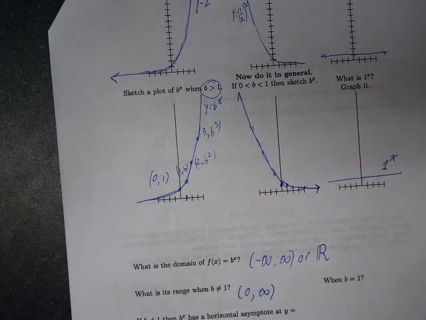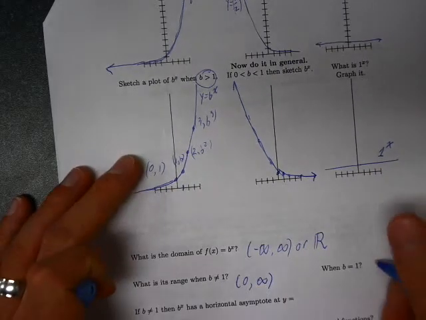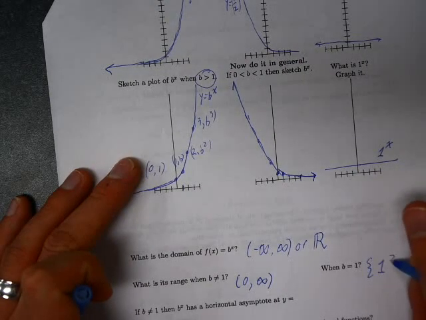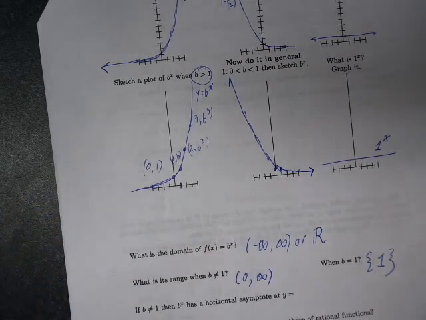What about 1 to the x? What y values do you see on the graph of 1 to the x? No, damn it, Chris. 1 to the x. What's the range of 1 to the x? 1. Yeah, just the number 1. Let's look at the graph of b to the x when b is not equal to 1, because the case of 1 to the x is silly. Why are you thinking about 1 to the x? It's just 1.